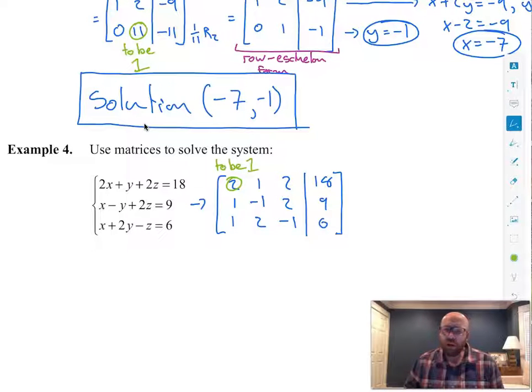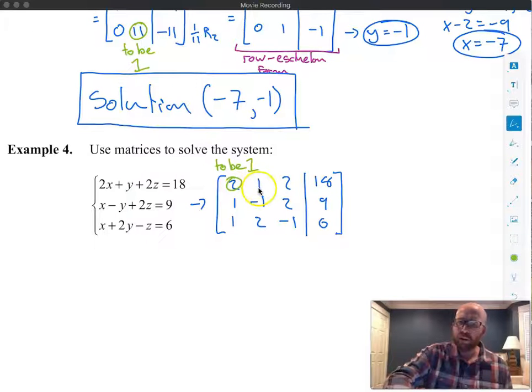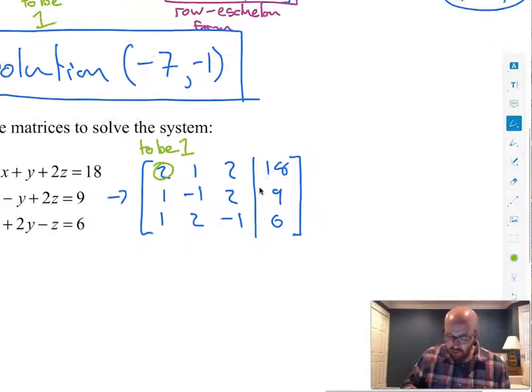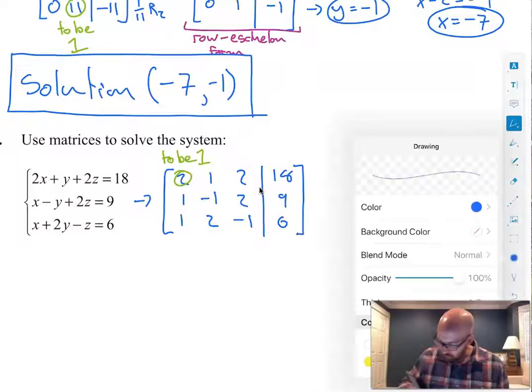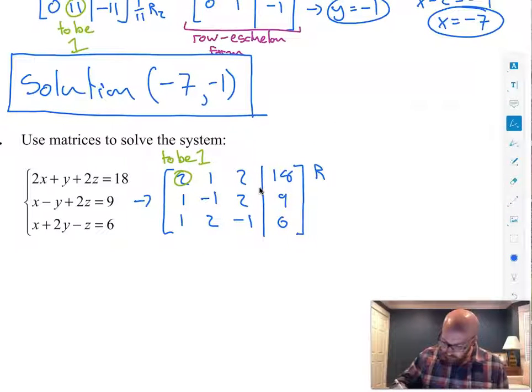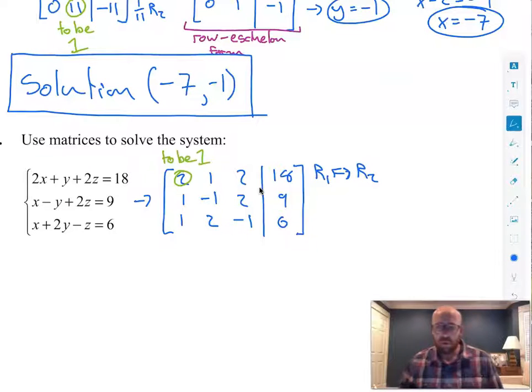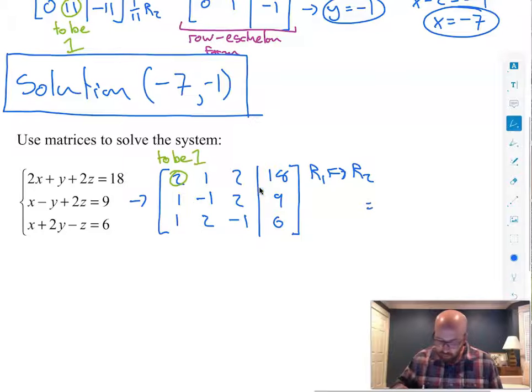We could divide by 2 again. Unfortunately, that would introduce a fraction right here. So instead, I'm just going to do a simple row swap. I'm going to take row 1 and swap it with row 2. I'm going to do a simple row swap.